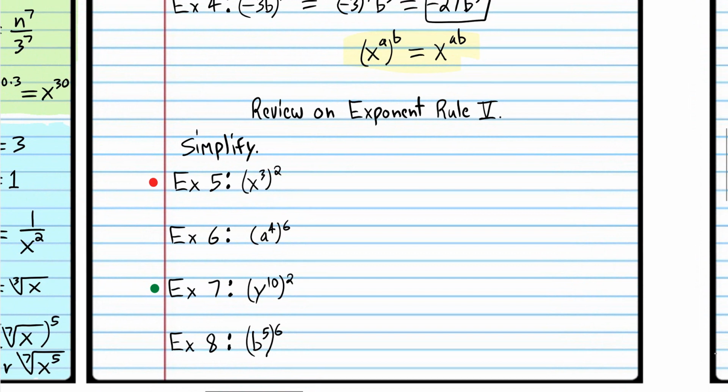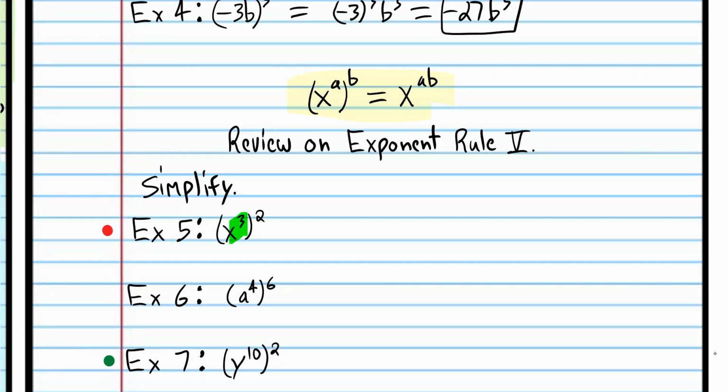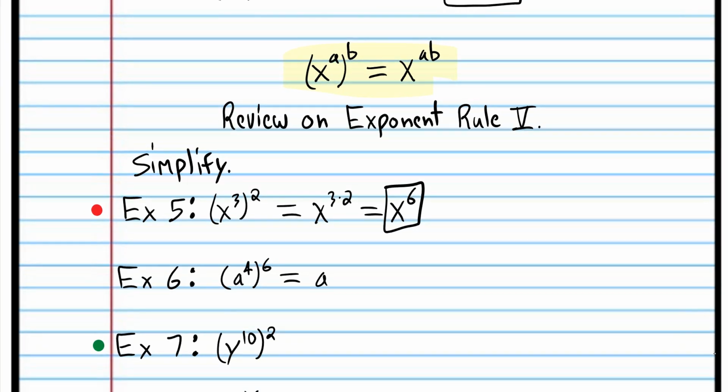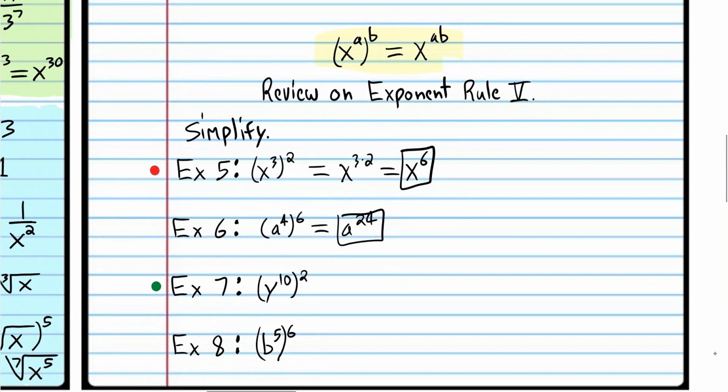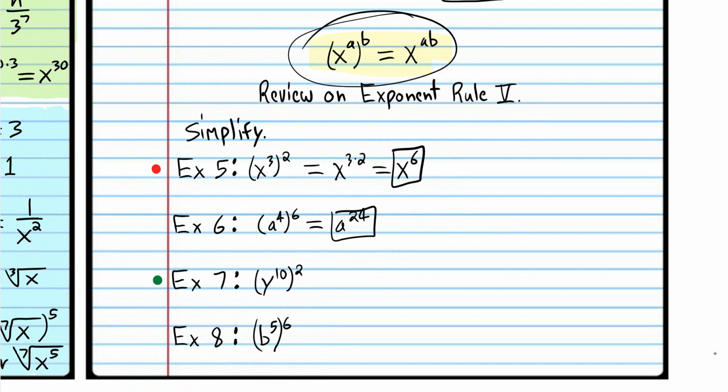Let's do some review on exponent rule number 5. This rule says that if you have some power raised to another power, then we just multiply the exponents. So that would be x to the 3 times 2, which is x to the 6th. And down here we have a to the 24. You don't have to write the intermediate step if you really want to, so we just multiply the exponents. So again, we have the rule up here. Try example 7, and when you come back, we'll do it together.